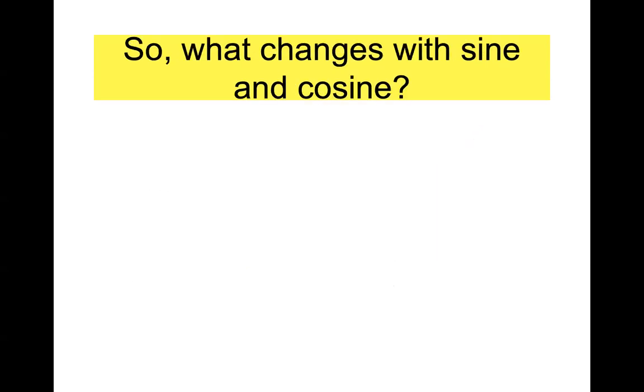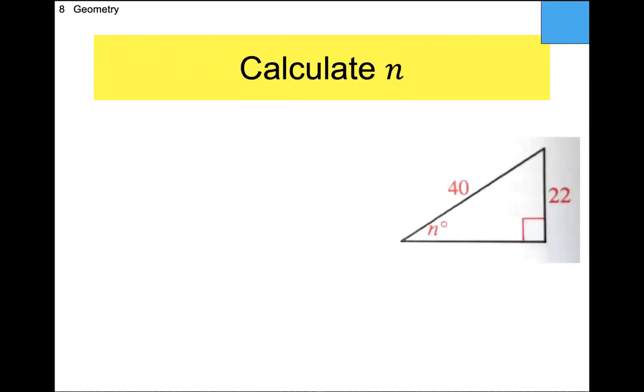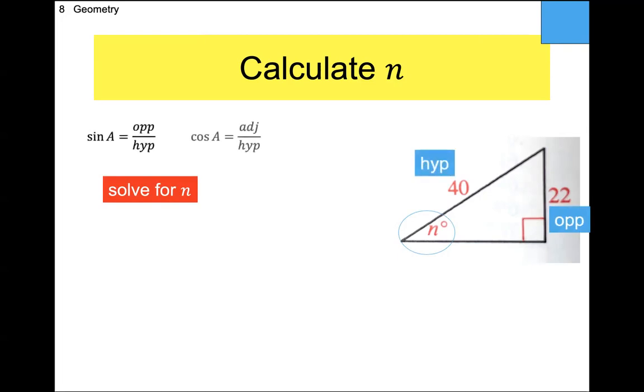Okay, so let's see what that looks like if we don't know which trig function to use. So here's an example where I have an unknown angle n, and then they give you two sides. They have to give you two sides. So let's see, 40 and 22. So in relationship to angle n, I'm solving for n here. In relationship to angle n, 22 is the opposite side, and 40 is the hypotenuse. So I think about my three trig functions again. Which one uses opposite over hypotenuse? It's our friend sine again.